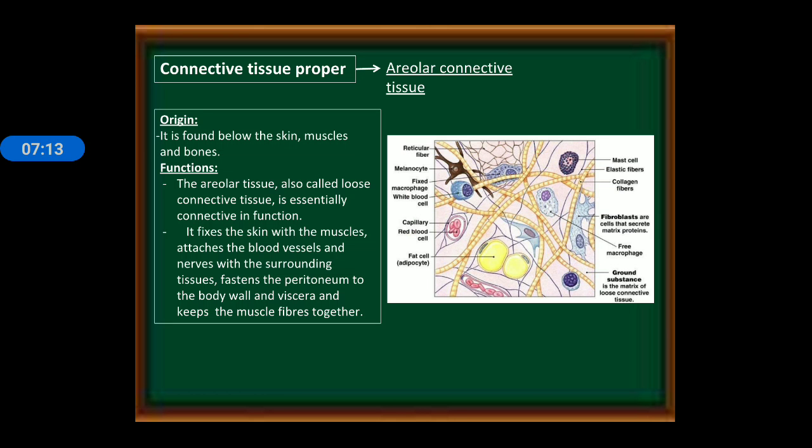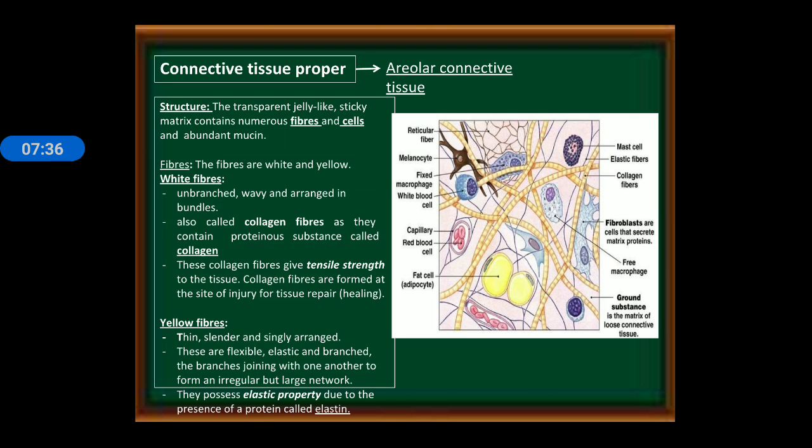Now connective tissue proper. It is found below the skin and muscles and bone, and it is connective in its function. It fixes the skin with the muscles and attaches the blood vessels. So the main function is that it fixes the skin with the muscles and attaches the blood vessels. Next is areolar connective tissue. It is a transparent, jelly-like, sticky matrix substance, and the fibers are mainly yellow and white type.